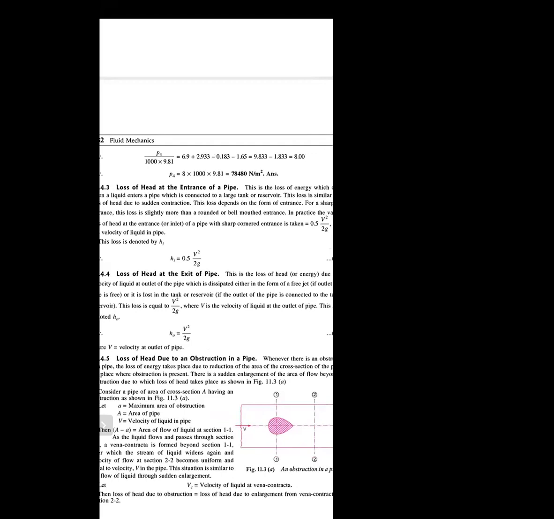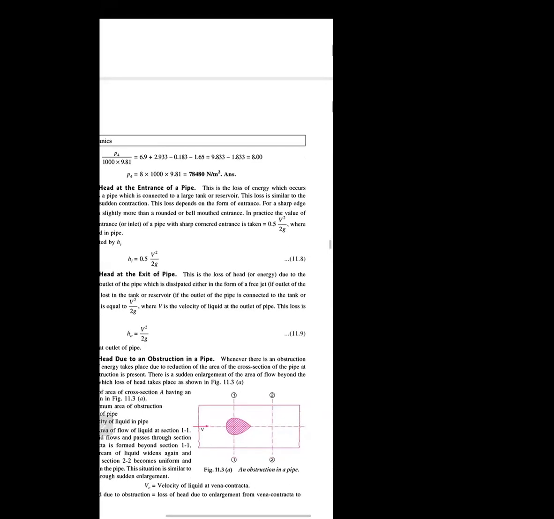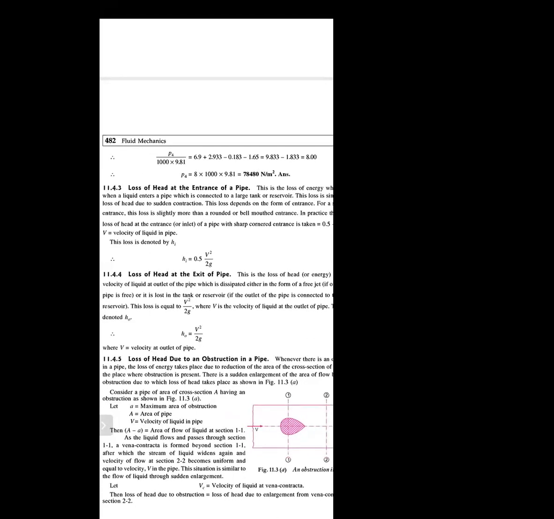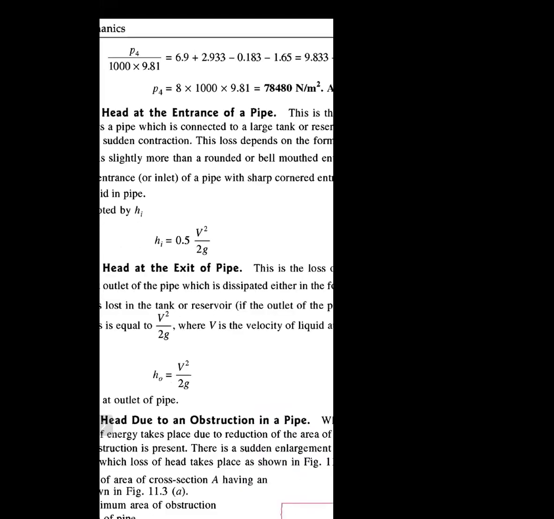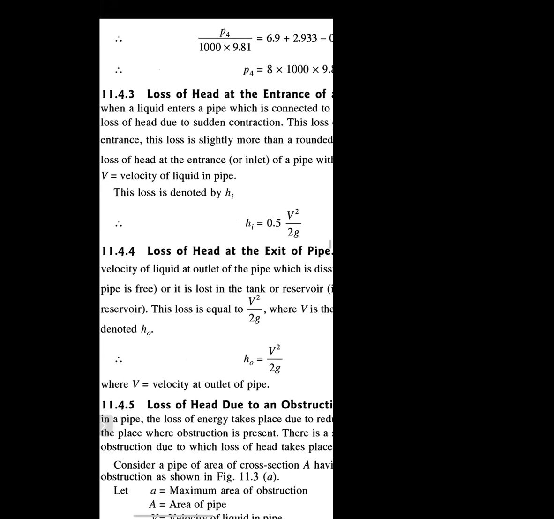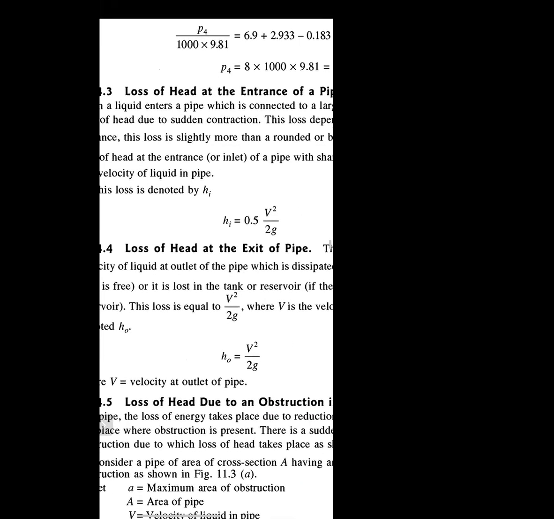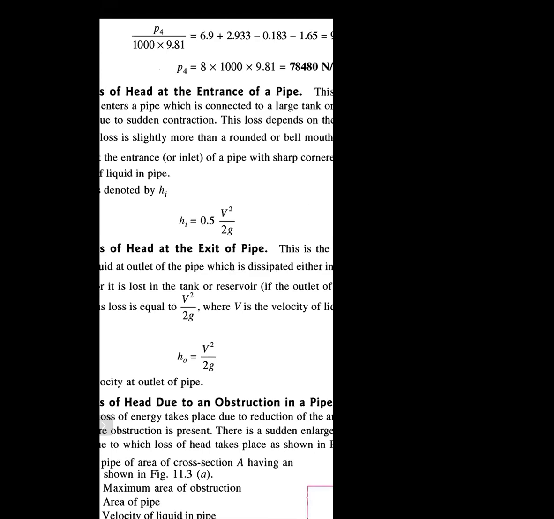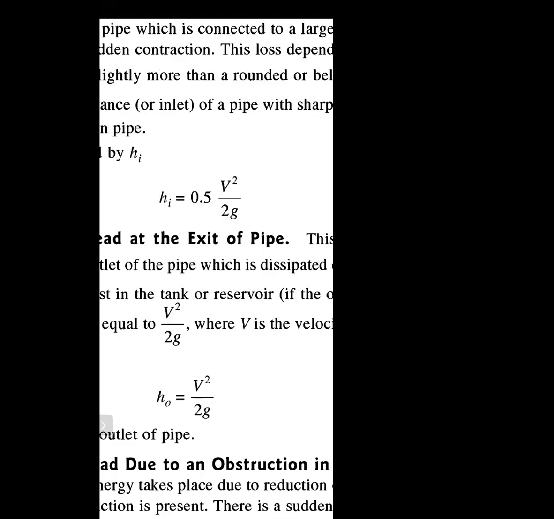And that loss is taken as loss of head at the entrance of pipe, and that is to be calculated as hi. This loss is denoted as hi, loss of head at entrance of pipe. hi is equal to 0.5 V square upon 2g.